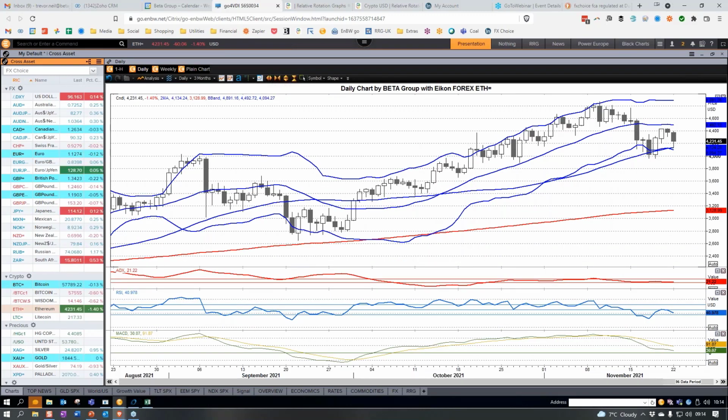So Ethereum, it's got a smaller top, I'll give you that. Not such an imposing topping pattern. We've rallied back to it, but it looks like we're turning down from it. The support comes in strongly at 3,600, but you know it's looking vulnerable. I've got to say it's looking vulnerable.